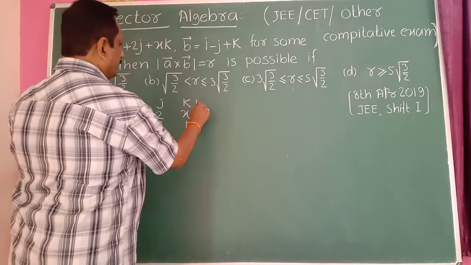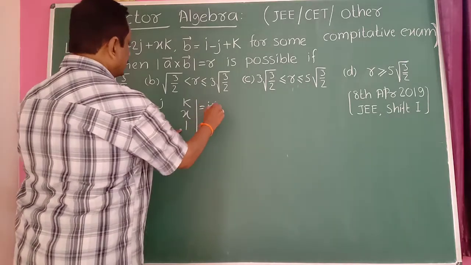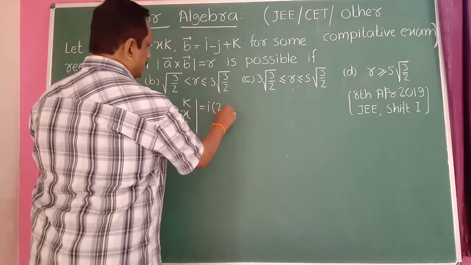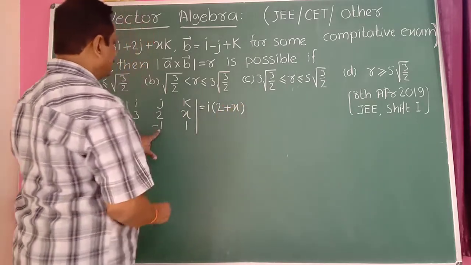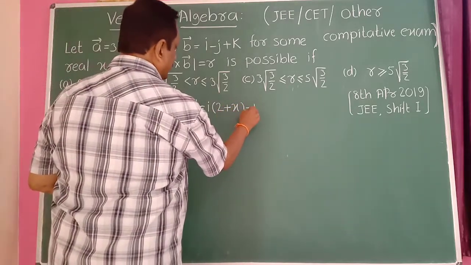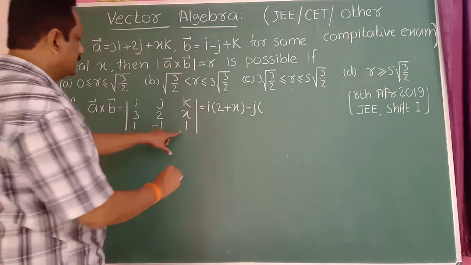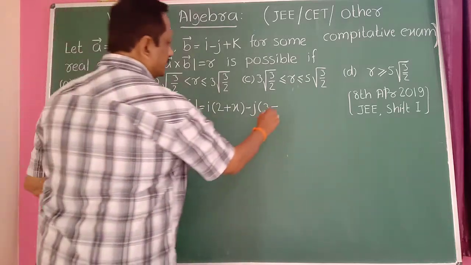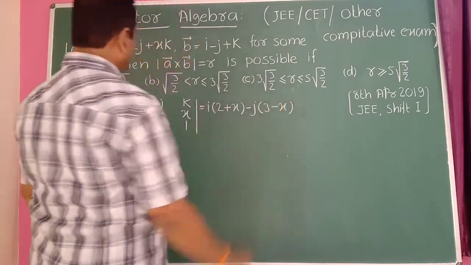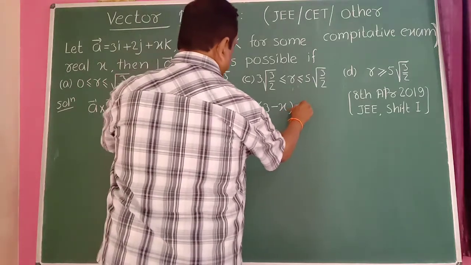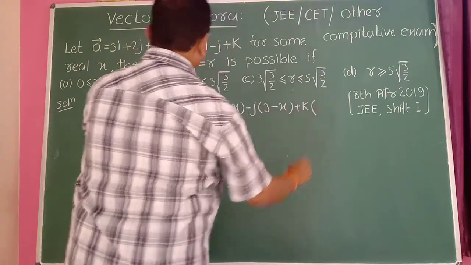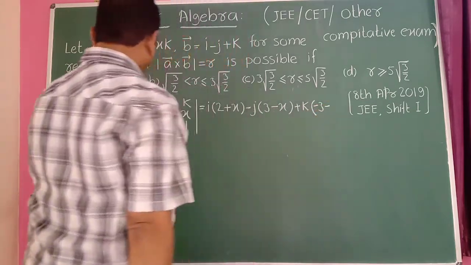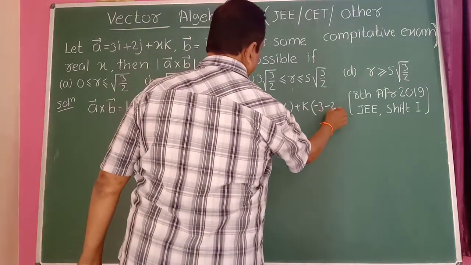So i into 2 ones are 2, minus of x into minus 1 is minus minus x, plus x here. Then minus j, 3 ones are 3, minus of 1 into x becomes x here. Then plus k into negative 3 ones are 3, minus 3, minus of 1 into 2 becomes 2 here.